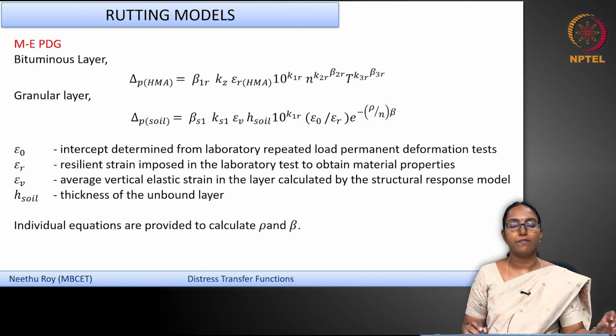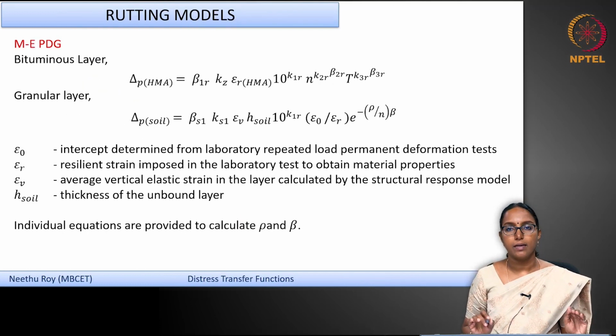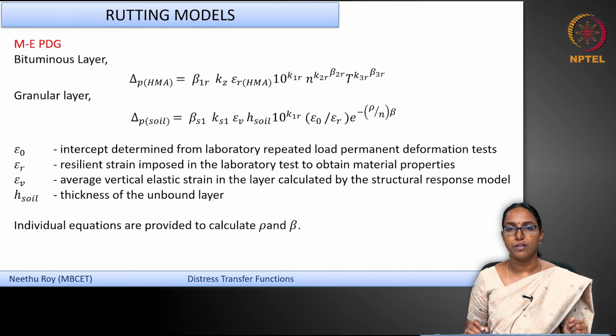Okay, so what we have discussed so far is the rutting transfer functions. We have seen that in IRC 37, rutting is a subgrade rutting that is being considered, whereas there are other approaches wherein you can use the rutting in each one of the layers, and the permanent deformations in each one of the layers can be added together to get the rutting that happens on the pavement structure.